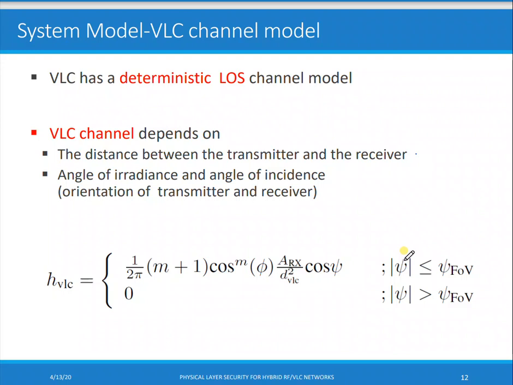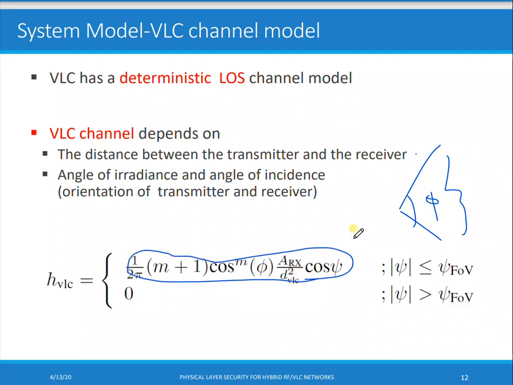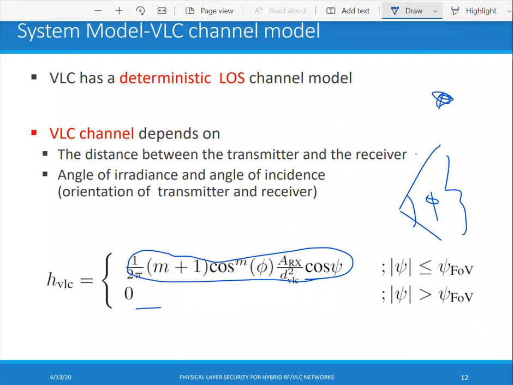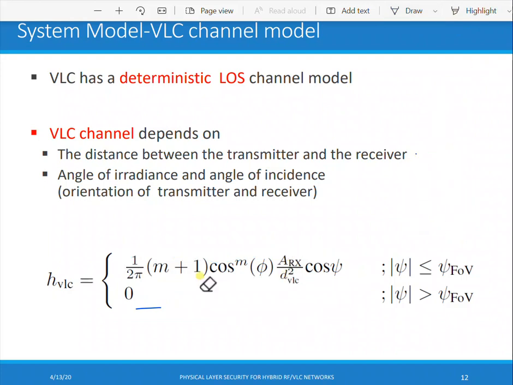So this is the channel model. First, if the angle is beyond the FOV, if we are outside this area, the transmission is zero, because either you see the light or you don't see the light. This is why we have a zero here. And I don't really understand the equation, but it's an equation that describes the channel.